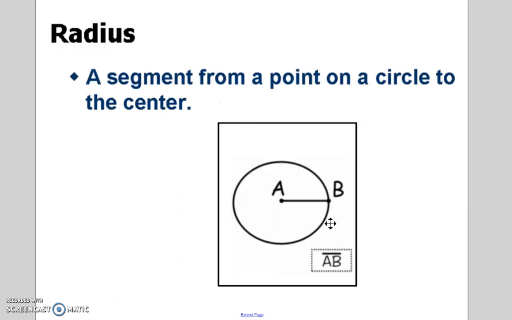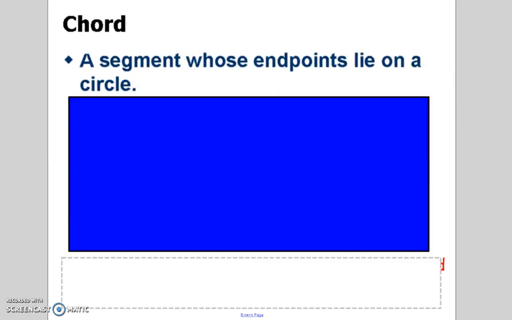The radius is a segment from a point on the circle to the center. So it's from the middle to any point on the circle. And then we name them similar to how we named line segments. This would just be radius AB. And this is not a circle, and I try to fix it, and it bothers me.